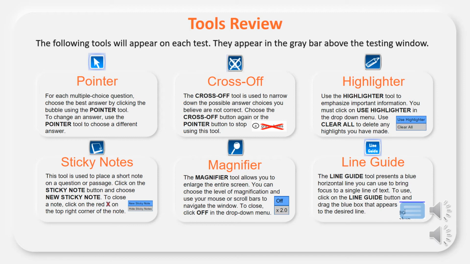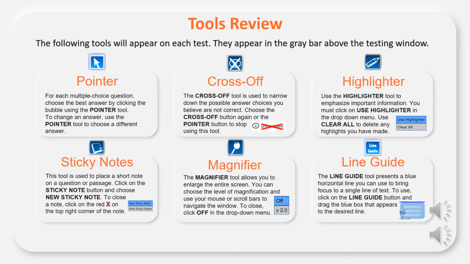The highlighter. Use the highlighter tool to emphasize important information. You must click on Use Highlighter in the drop-down menu. Use Clear All to delete any highlights you have made. Sticky notes. This tool is used to place a short note on a question or passage. Click on the Sticky Note button and choose New Sticky Note. To close a note, click on the red X on the top right corner of the note.